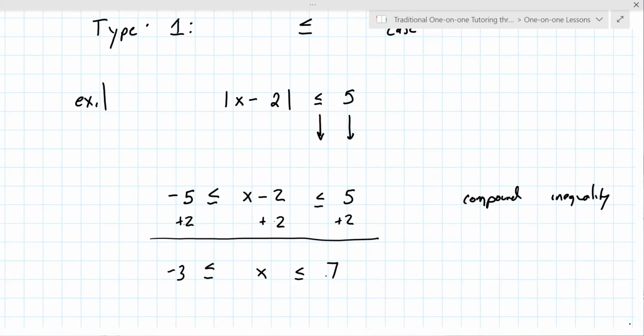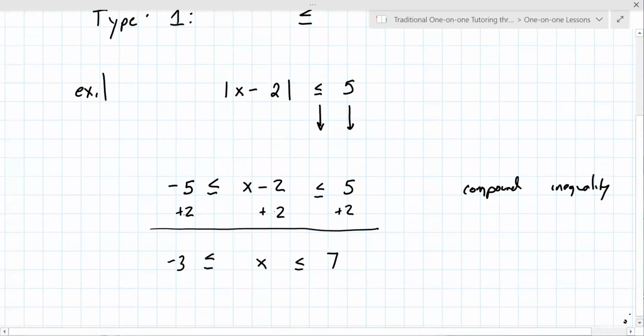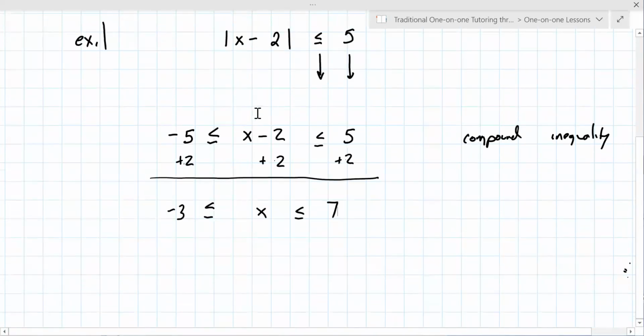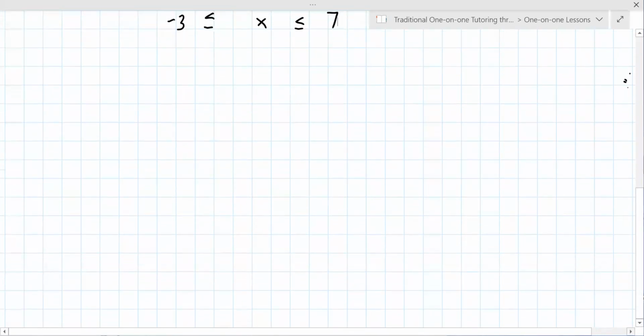Did you follow how I did that? Okay, wait, go back up. So we're going to do another problem really similar. We'll call it example 2: absolute value of x plus 4 less than or equal to 11.